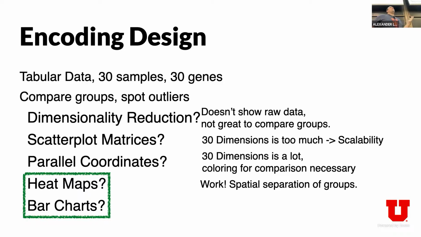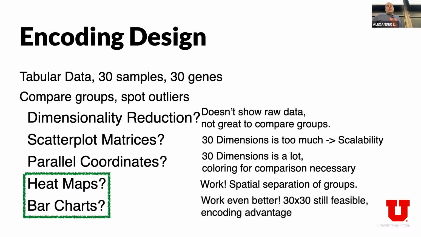And in fact, this is very common in biology to use a heat map for this kind of task. And bar charts probably work even better because we have 30 by 30, which isn't all that much. And we have this encoding advantage that bars are better. Like we can distinguish the size of a bar better than the colors of a heat map, right? So if it were much bigger, I would probably go for a heat map. But if it's just 30 by 30, I might go for a group bar chart.